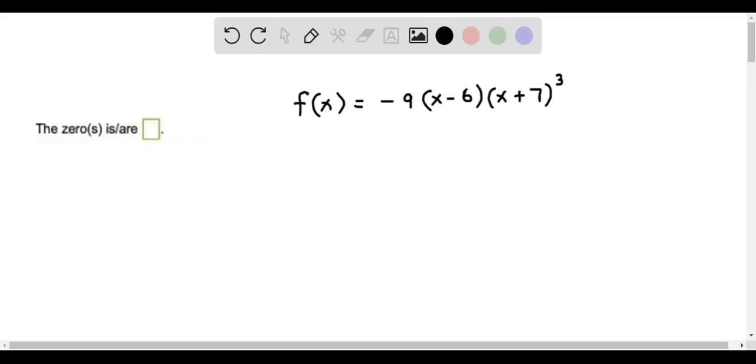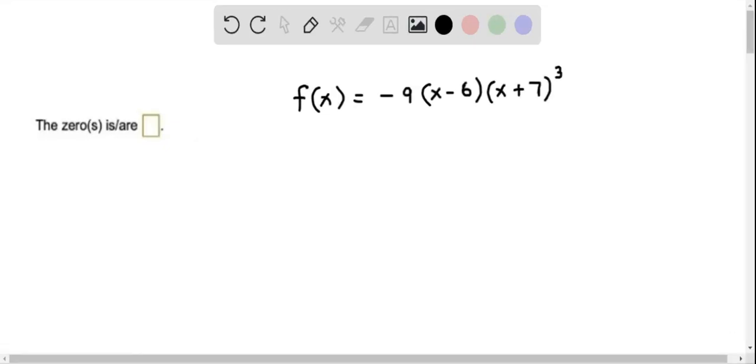Let's determine the zeros of this function f of x equals minus 9 times of x minus 7 times of x plus 7 raised to the power of 3. So to determine the zeros, we have to replace f of x equals 0 and solve for x. So we put f of x equals 0. I'm going to replace f of x equals 0 in this function.